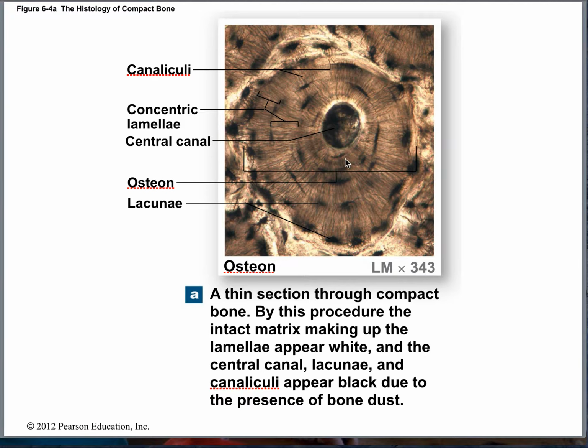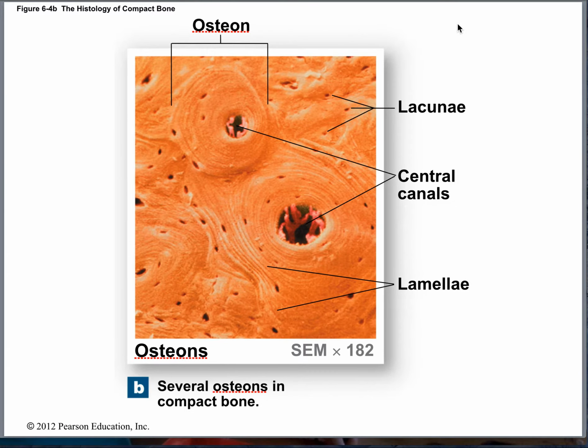If I circle around this, it's called concentric. Right there, concentric. And then this guy in the center is the central canal, has blood vessels that supply the bone. And then what is this? It's in between, so we call it interstitial. And if it encases the entire bone, then it's just called circumferential. So again, same thing, you can take a look at that.